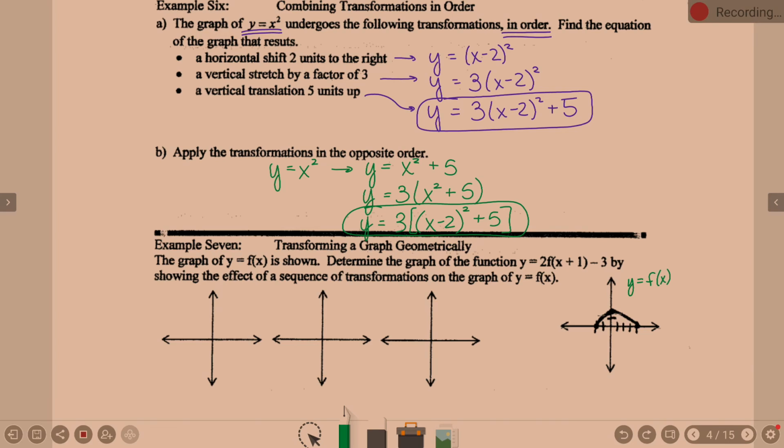Why didn't they give us something easy? Well, first of all, a line would actually be more difficult, because it's hard to stretch and shrink a line.